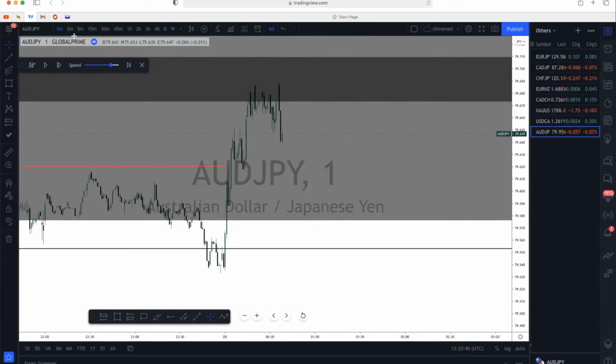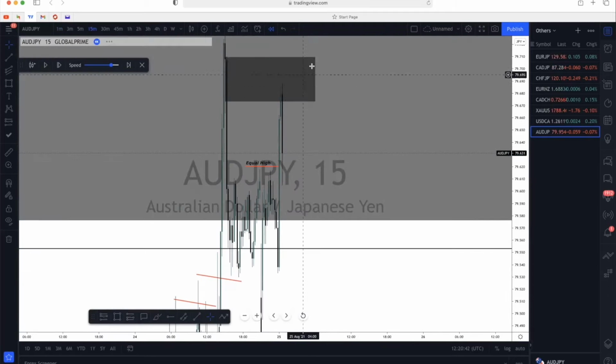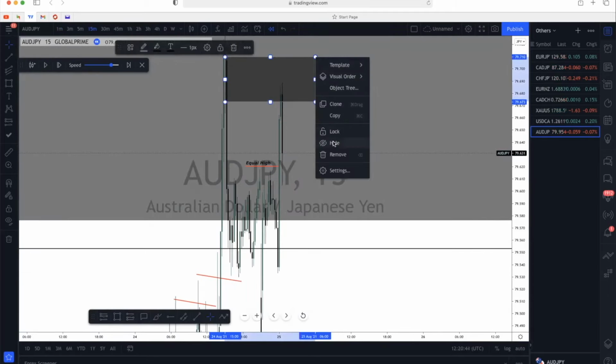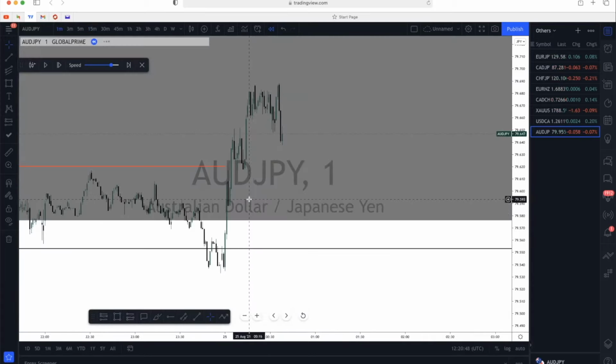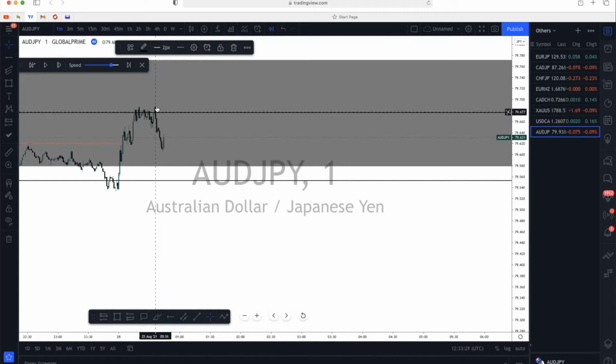Now I'm going to go to 15 minutes time frame and remove this particular block here so that we can actually have a clearer view of this now. So price took out this liquidity as an impulsive move, which is what we are looking out for, and also broke market structure. So this is where we are going to find our entry from, right? This particular zone, that is where we'll be looking out to get our entry.